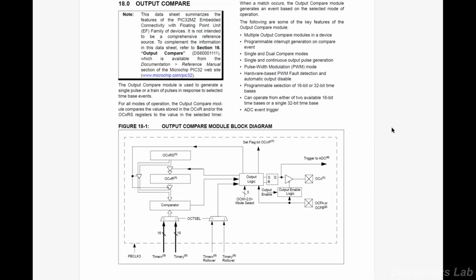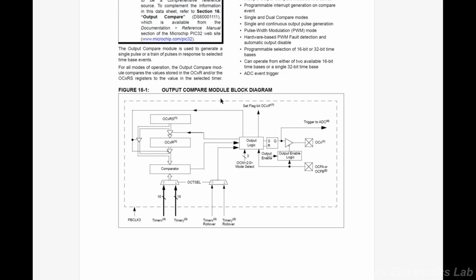Okay, so here's the data sheet for the microcontroller. This is chapter 18, the output compare module. So this is basically the block diagram. As you can tell, we have a clock coming in. We have timer X and timer Y that you can select to bring it in, and then timer X, timer Y, roll over where it sets.